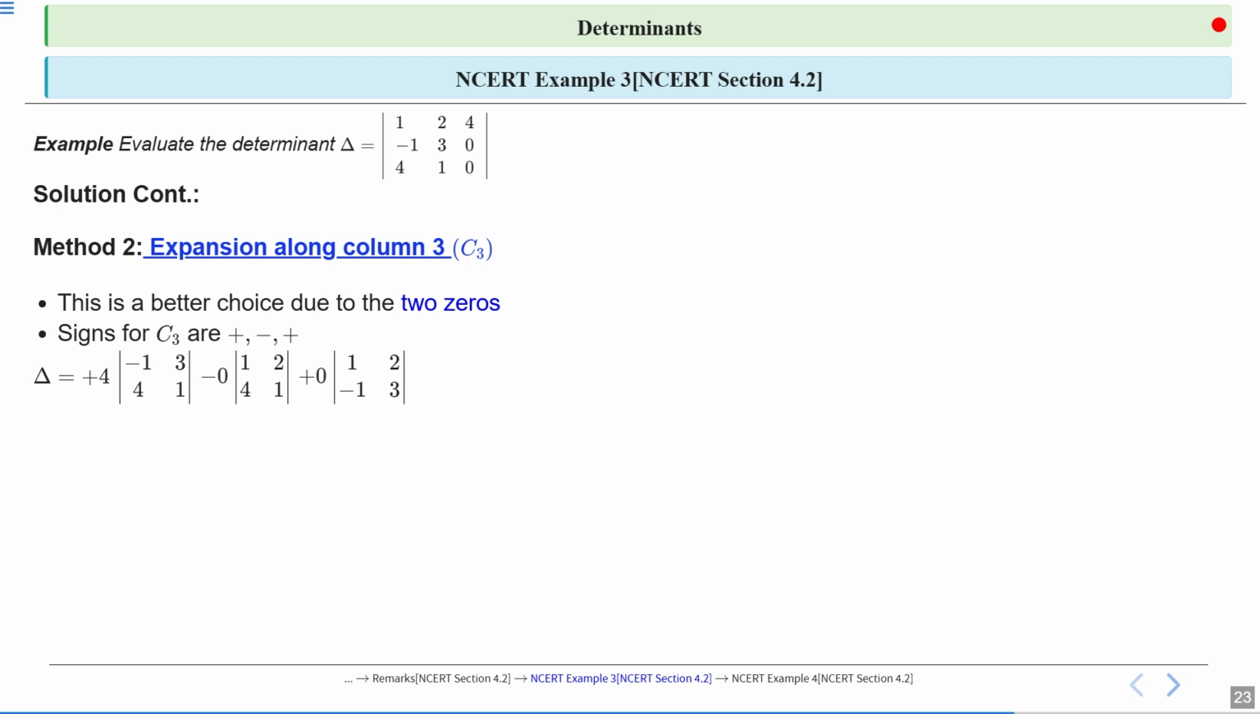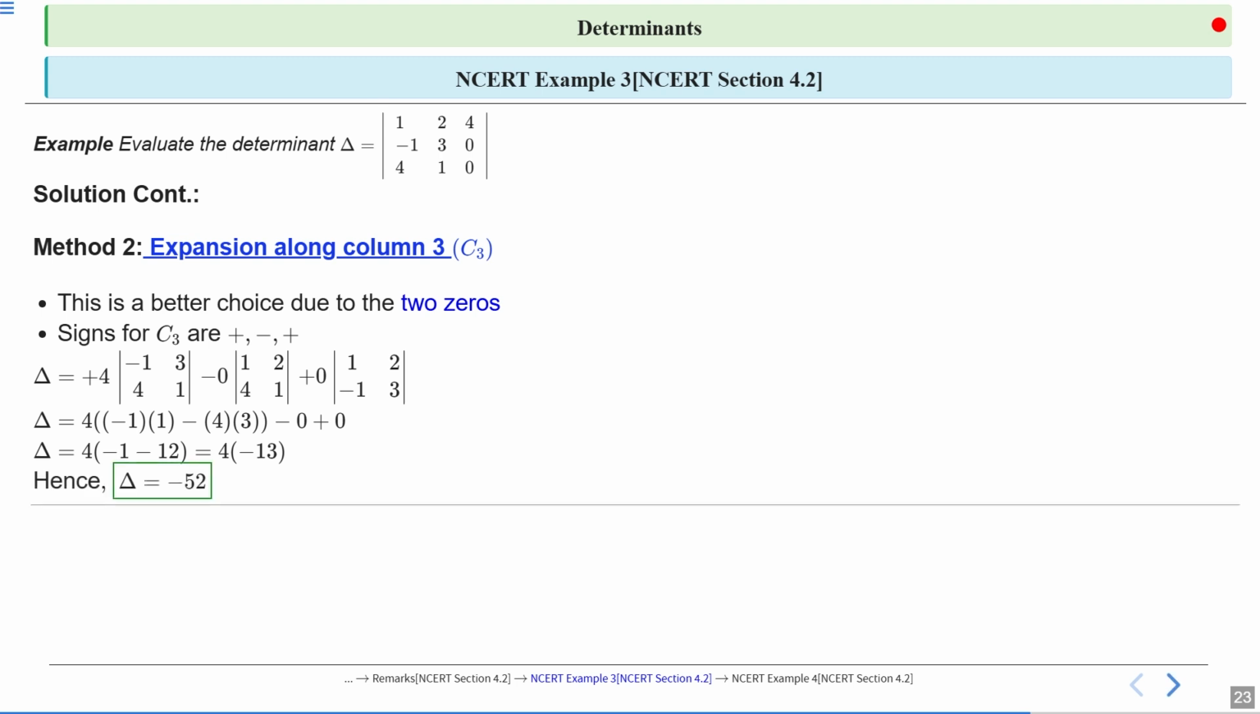Similarly for the 0 and the last element, that is also 0, so we don't even need to calculate the second and third parts. So the determinant is equal to 4 into (minus 1 into 1 minus 4 into 3), that is 4 into (minus 1 minus 12), that is 4 into minus 13. So the determinant becomes minus 52. Now we get a determinant which is the same as when we expanded along R1, that is minus 52.